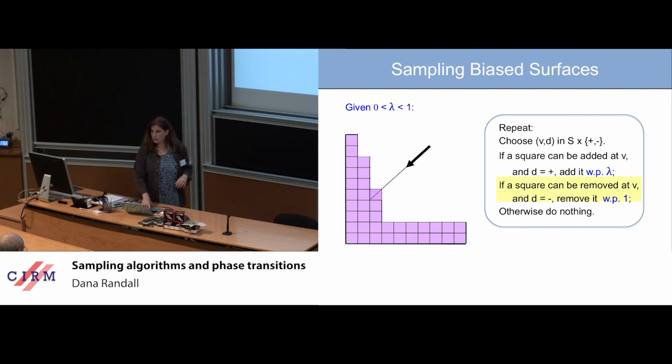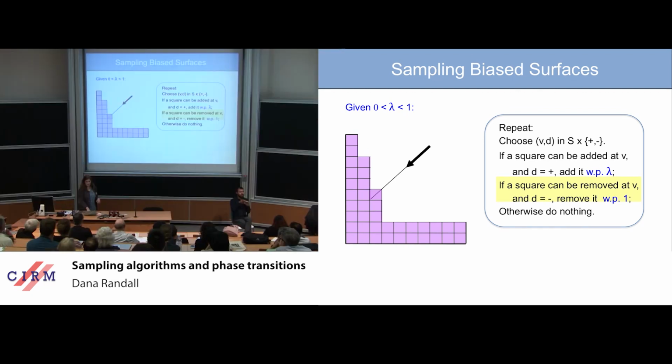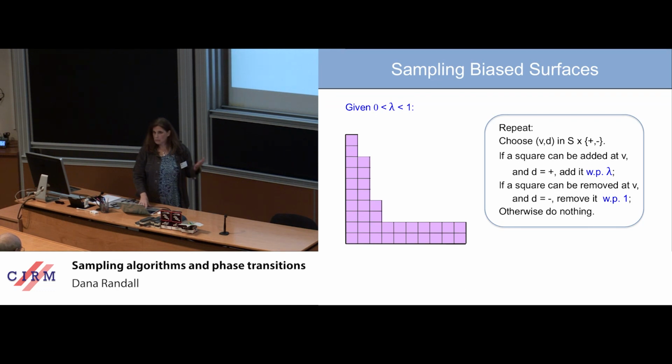If I choose a peak, I can remove it, and that I do with probability 1, conditioned on choosing that point. So I am adding things at rate lambda and removing them at rate 1, and this is going to bias things towards configurations with smaller area. And if I chose any other point, then I do nothing, and I stay where I am, okay?